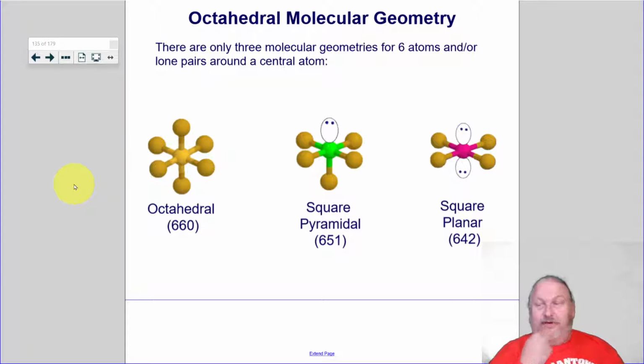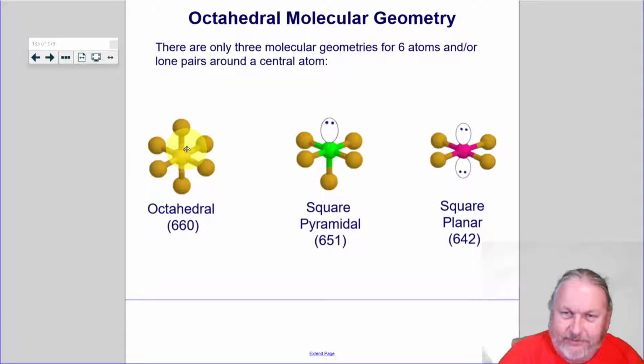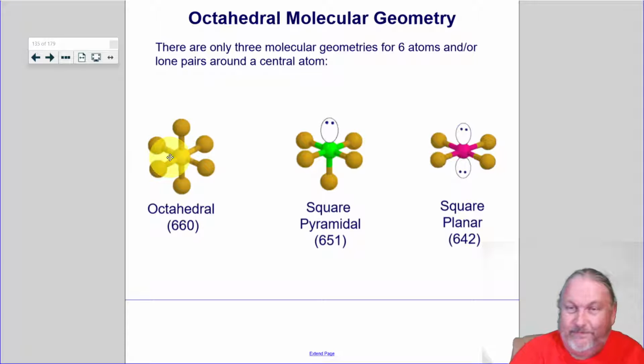Or we could have a linear-shaped molecule if we have two bonded pairs and three lone pairs. Okay. Now we're getting to the fun part. There's three different molecular geometries if we've got six atoms and lone pairs around that central atom, in these expanded octets. We could have octahedral. It's a pretty cool shape. It's like two pyramids on top of each other. If we have one lone pair, we'll have a square pyramidal. Cool. Looks like a pyramid. Or if we have two lone pairs, they're going to be on each side. Then we'll have a square planar, a flat molecule.